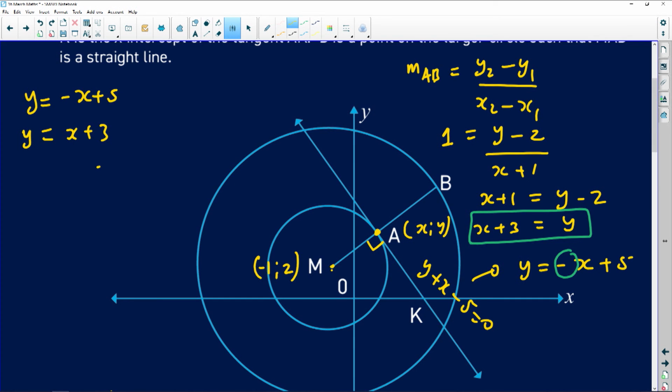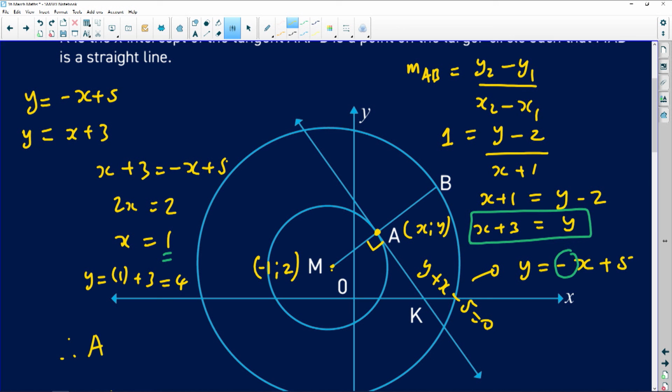So when I equate them, I'm going to have x plus 3 equals minus x plus 5. If you take the other one to the left, you're going to have 2x equals 2, so your x is going to come out as exactly 1. And if x is 1, you can then substitute this x value in any of those equations. If I substitute, for example, in y equals x plus 3, then my y is 1 plus 3, so it comes out as 4. And therefore, that concludes that the coordinates of A have to be 1 and 4. I hope you guys see what is happening here.